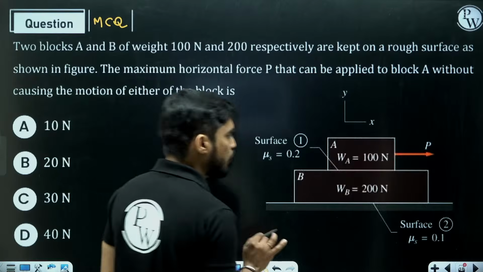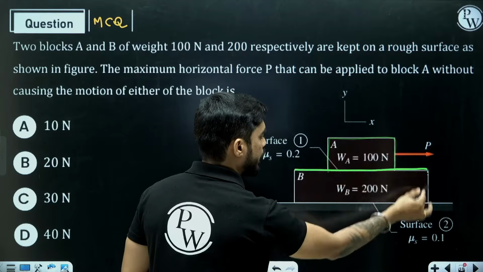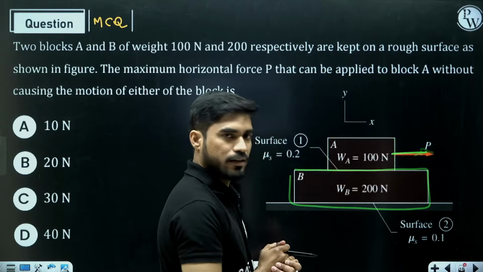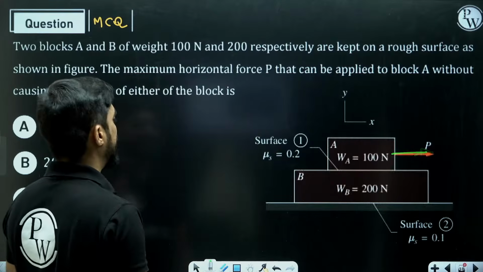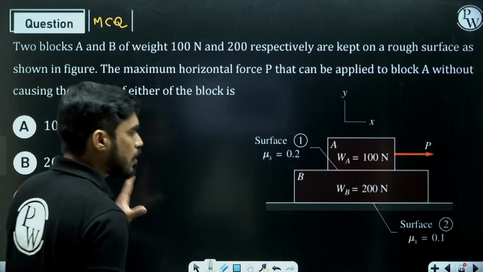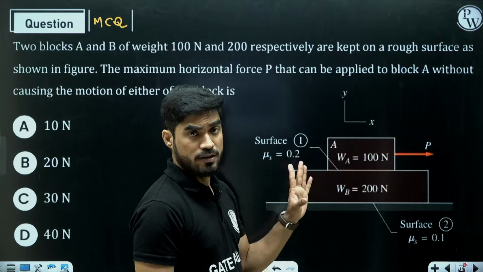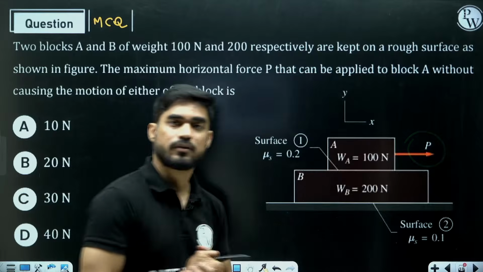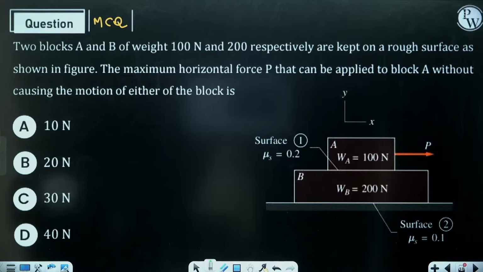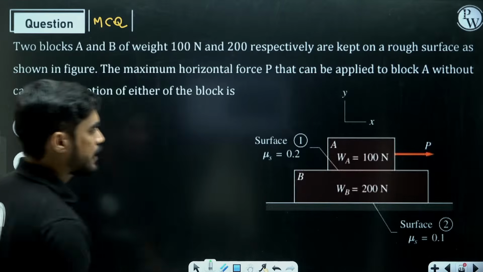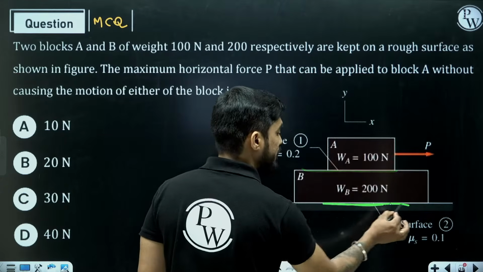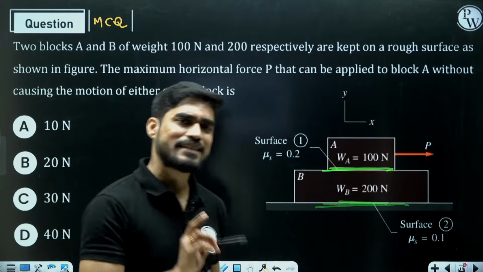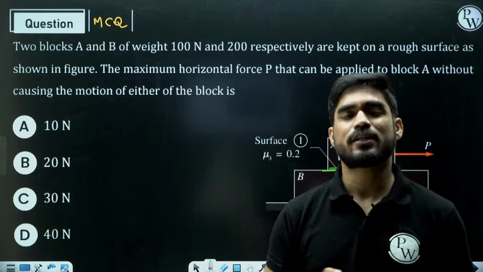We have two blocks, block A and block B. We are applying force on block A. Now they are saying that without causing the motion of either of the blocks, how much force P you can apply. Now here the coefficient of friction between this surface and this surface is different. Here it is 0.2, here it is 0.1. Now let's understand how this question is going to be solved.